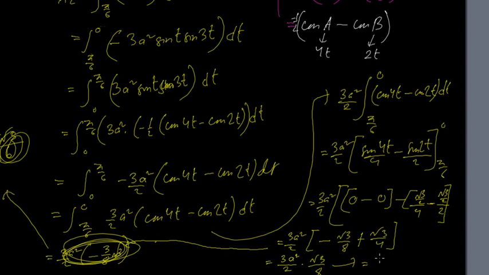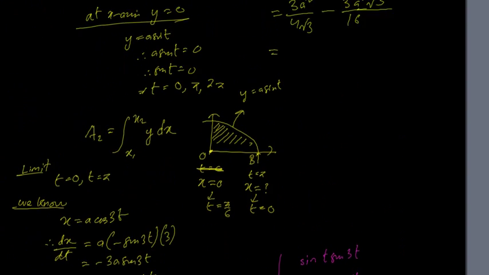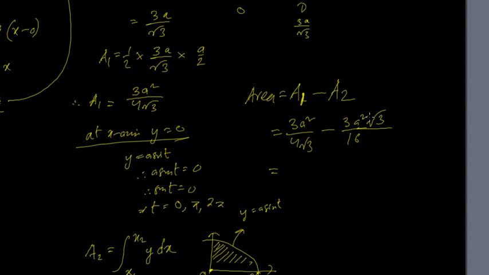So this would be 3a square root 3 by 16. So 3a square root 3 by, oh, this is correct. So area 1 minus area 2. So now we know what this area is. We can simplify this. One way of simplifying is multiplying upstairs and downstairs with root 3. This comes in handy. So root 3 upstairs and root 3 downstairs.